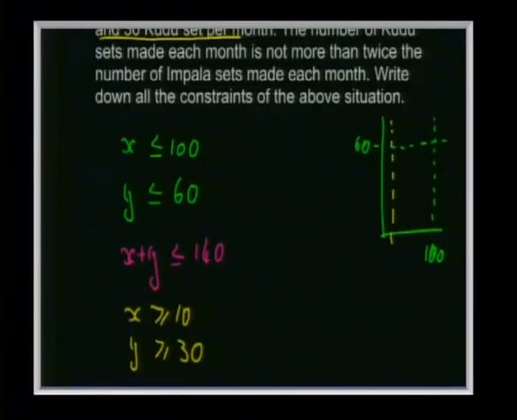So 10 is the minimum number of Impala sets they can make because of this one shop in the Lowveld. 100 is the maximum they can make because of your factory constraints, size, raw materials, some reason, I don't know. So it's going to have to be between 10 and 100, somewhere there. Now, just making a small model on the side, that would be your 10 over there, and that would be your 30 over there. So already, the region that we're looking for has decreased.